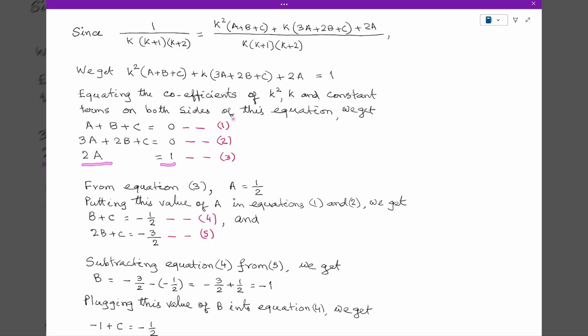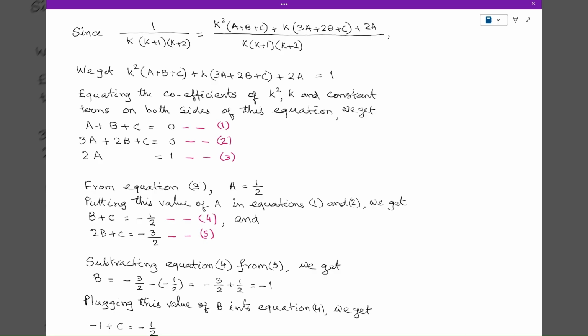Let us call these three equations equation 1, equation 2 and equation 3. From equation 3, we directly get a is equal to half. Putting this value of a in equations 1 and 2, we get b plus c is equal to minus half. Let us call it equation 4. And 2b plus c is equal to minus 3 by 2. Let us call it equation 5.